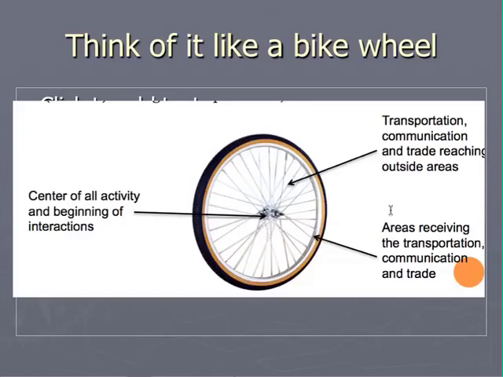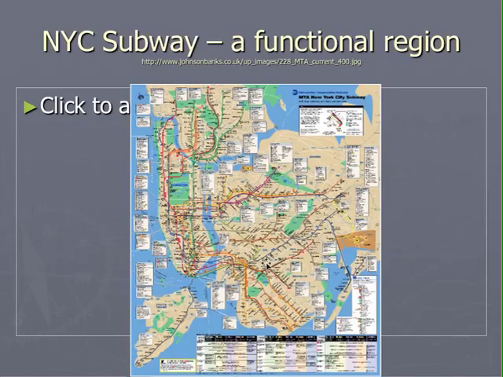All right, so think of it like a bike wheel, guys. So this is the center of all activity. Think of this as Houston. Think of these spokes as maybe the freeway systems, the subway systems, which we don't have here, but we have in other cities, the bus systems, the metro systems, and then areas receiving transportation, communication, and trade. So think of the outside areas, right? If you're in Beaumont and you're still receiving 94.5, the Buzz radio station, then you are still within the functional region of Houston.